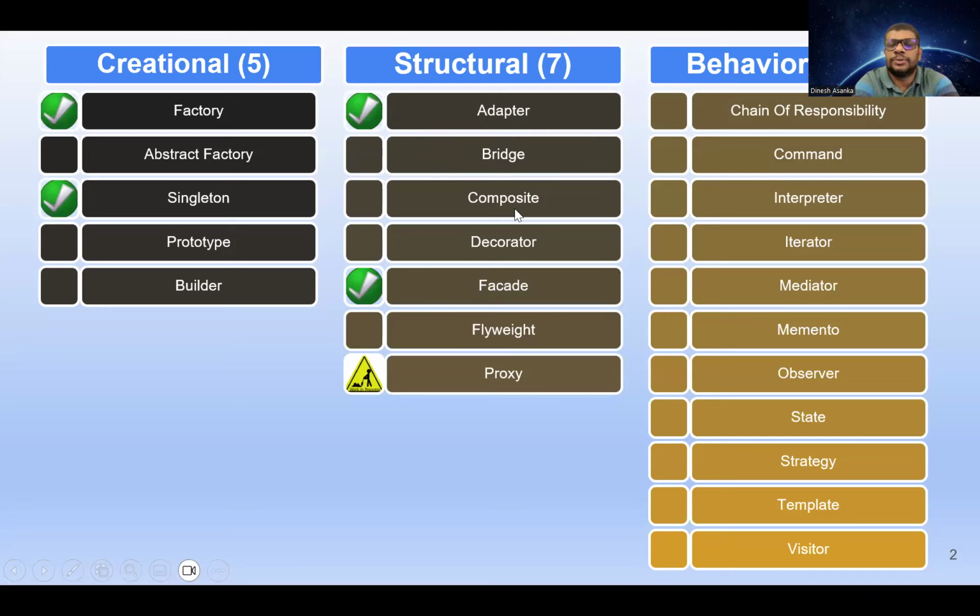Right. So if you can remember, we have been discussing design patterns in three categories. One is creational, the structural and behavioral. Until now, we have discussed two types of creational design patterns, factory and singleton. And then we have discussed adapter and facade design pattern under structural. So today we are going to discuss another design pattern that comes under structural, which is proxy design pattern.